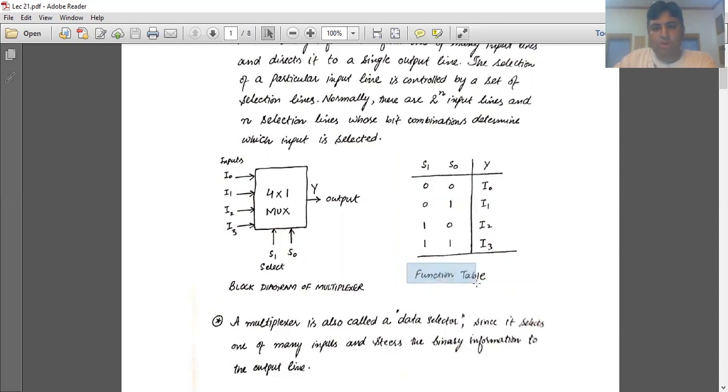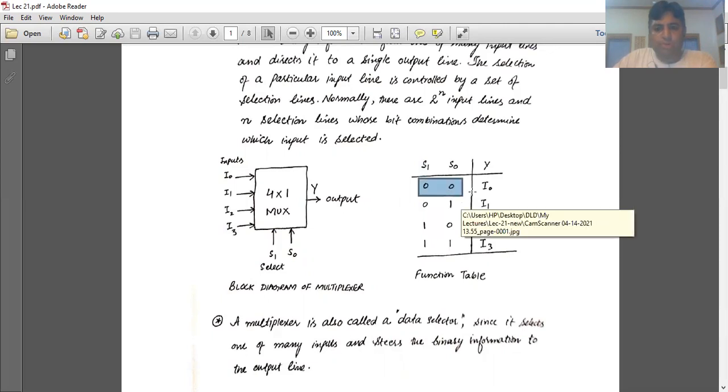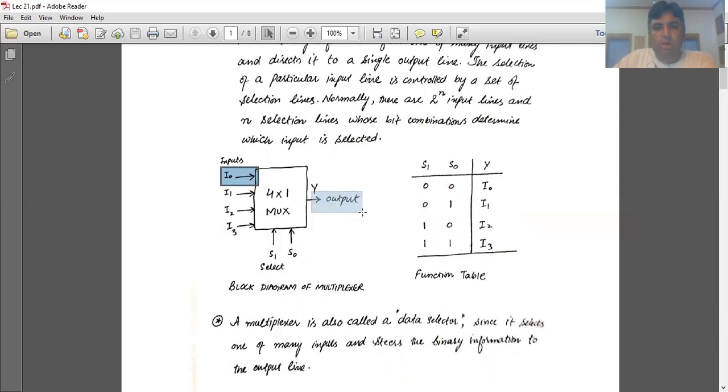This is a function table of a multiplexer. Selection lines S1 and S0, these are the 2 selection lines. S1 and S0 have 4 combinations: 0 0, 0 1, 1 0, and 1 1. So when S1 and S0 are both 0, then I0 is selected. I0 input is available at the output. So when S1 is 0 and S0 is 0, both are 0, at that point I0 will be available at the output. That is, input I0 will be available at the Y output.